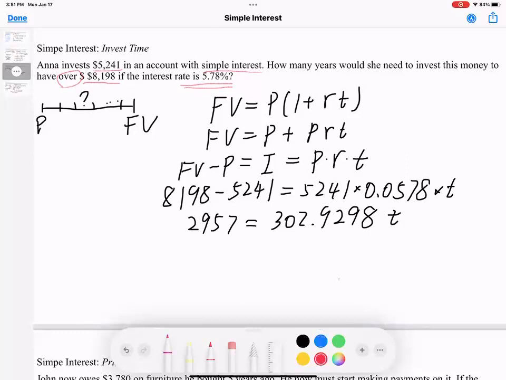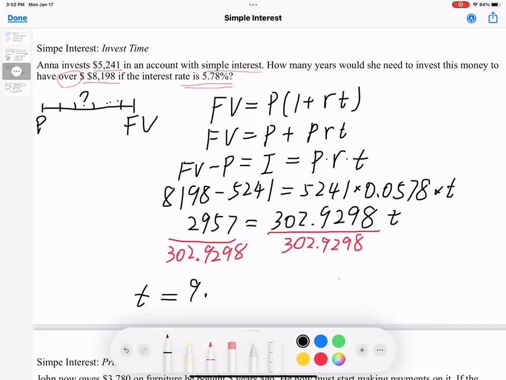Right, and then the next step is to find the time. We have only one variable there. Just divide both sides by the annual interest, and we'll be able to get the time. It's the quotient: total interest divided by annual interest will be the number of years. Of course, we'll get a decimal answer, 9.76.